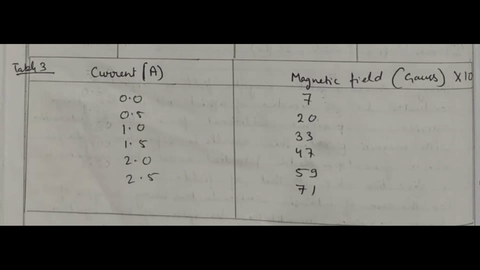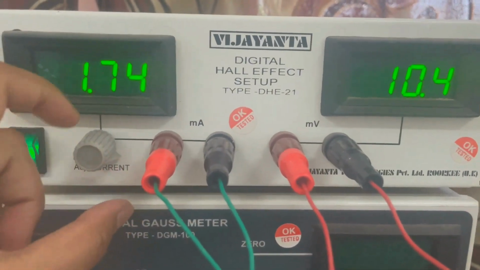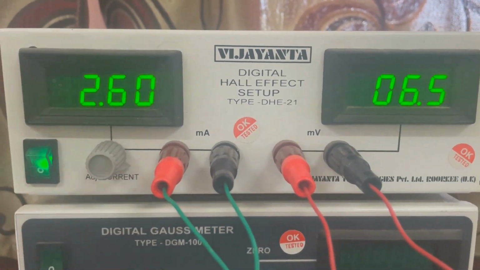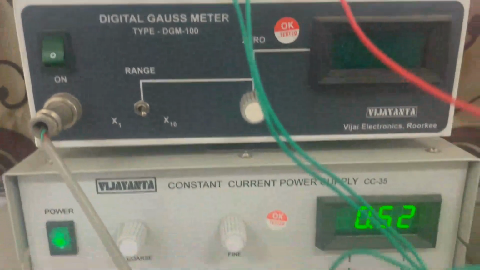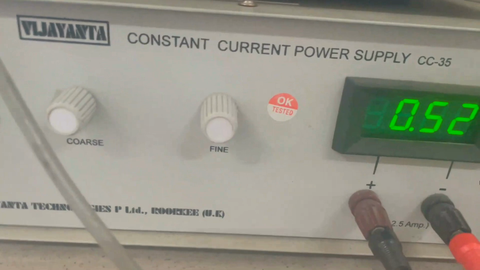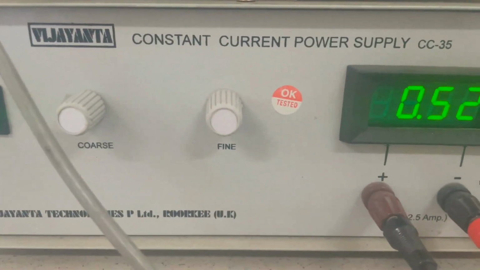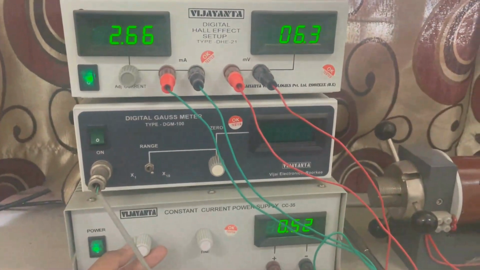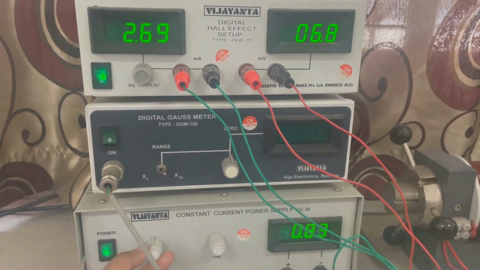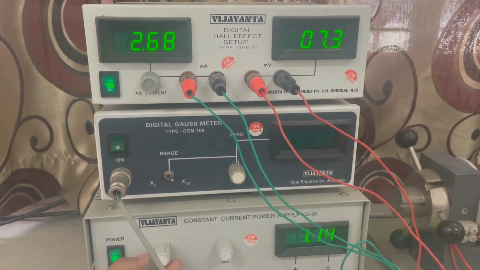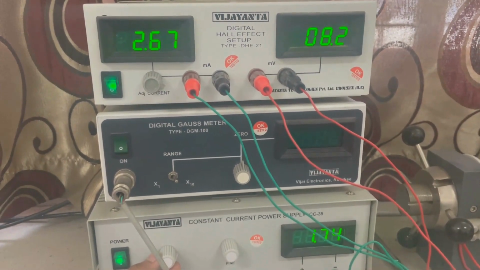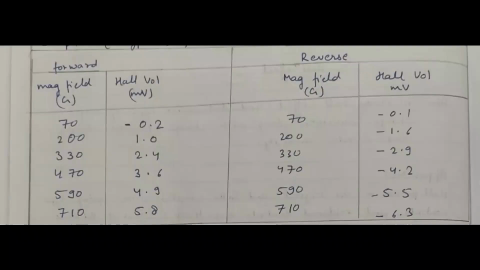This is a sample table that we got. In the next step, we fix the current passing through the sample at 2.6 milliamperes, and then we change the constant current power supply, which eventually changes the magnetic field. So now we are measuring how the change in the magnetic field would change the Hall voltage across the sample. Take the readings by changing the constant current power supply in steps of 0.5 amperes. Reverse the direction of the magnetic field and take all the readings again. Here is the sample data table that would be generated.